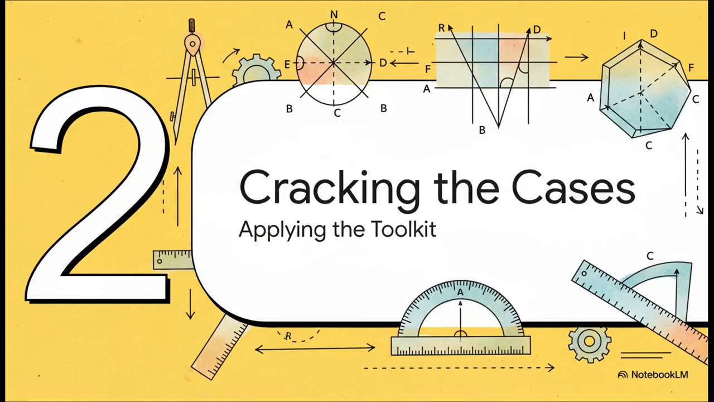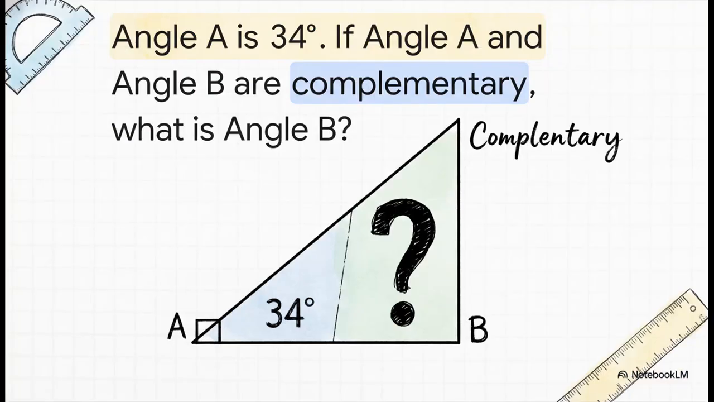Okay, our toolkit is officially assembled, so now let's actually put them to work. We're going to tackle 3 different cases, starting easy and then ramping it up a bit. All right, case number 1. Now the big clue here, the key word is complementary. We're given that one angle is 34 degrees. Our mission is pretty simple. Find its partner, angle B.